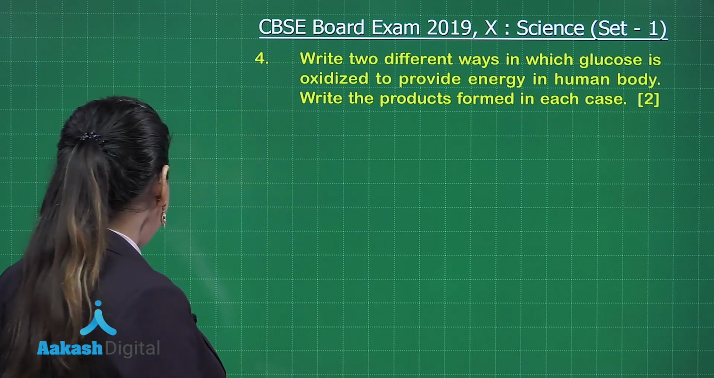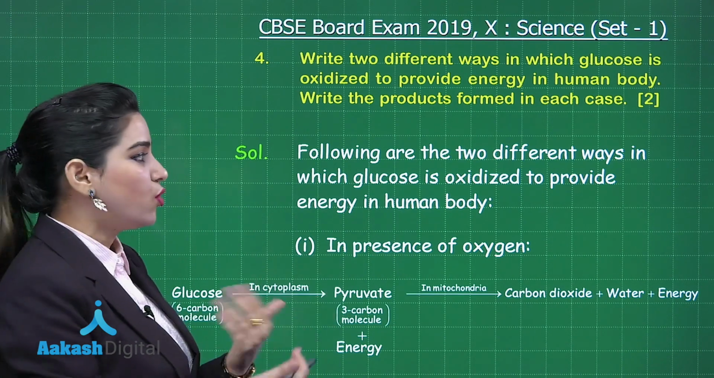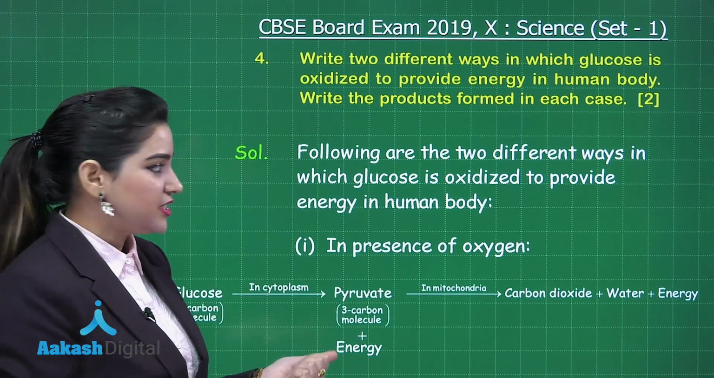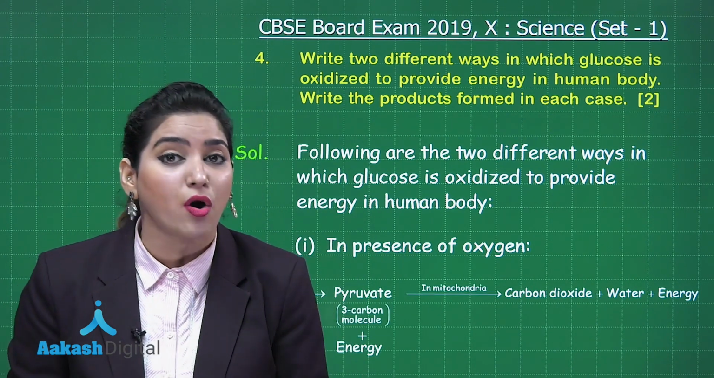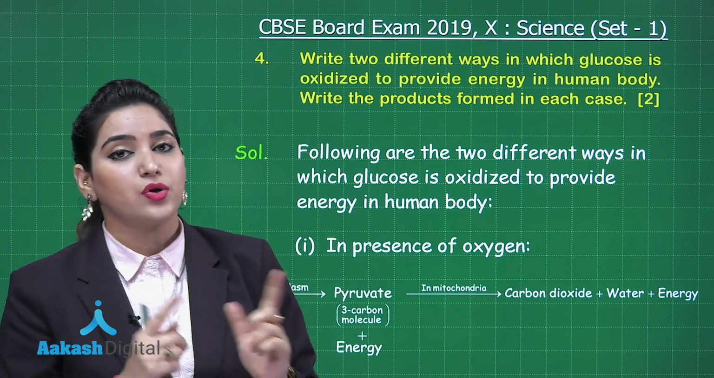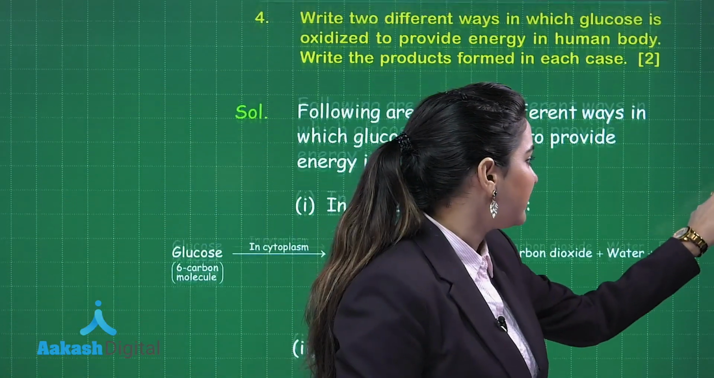So how would we write the answer? First of all, we'll write down, following are 2 different ways in which glucose is oxidized to provide energy in human body. So basically we have 2 cases. One is in the presence of oxygen, and other is when glucose is metabolized in lack of oxygen. So let's see both the cases.